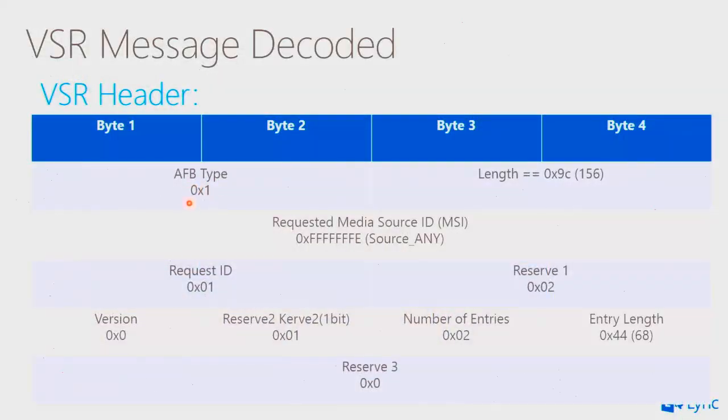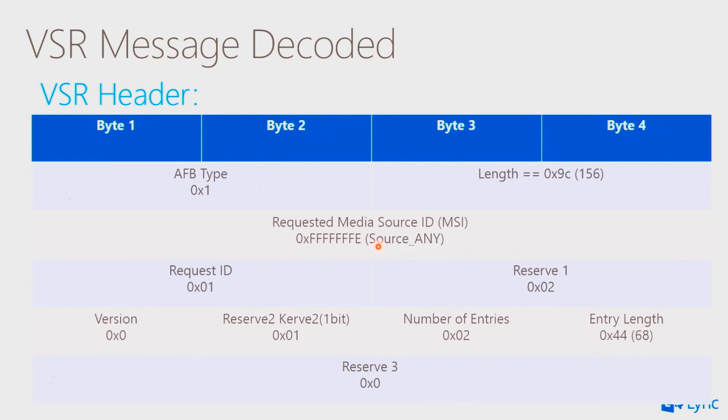And 01, the type, right? This is the feedback type, which is VSR1. 9C is the length of the whole thing, the whole packet. And it's asking for media with source ID. So for simplicity, I only use a peer-to-peer example, right? So it's asking for source from any, because I only have one sender, right?